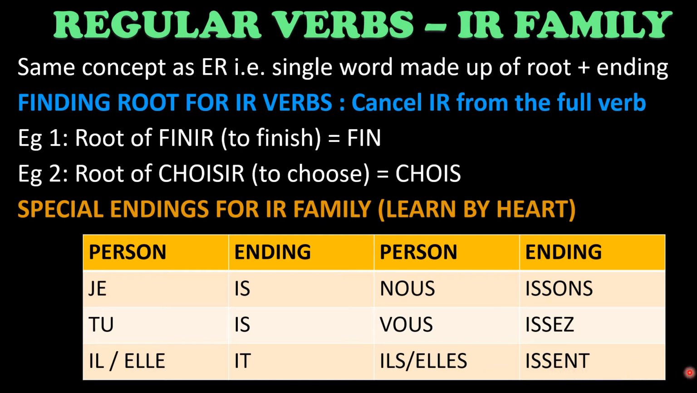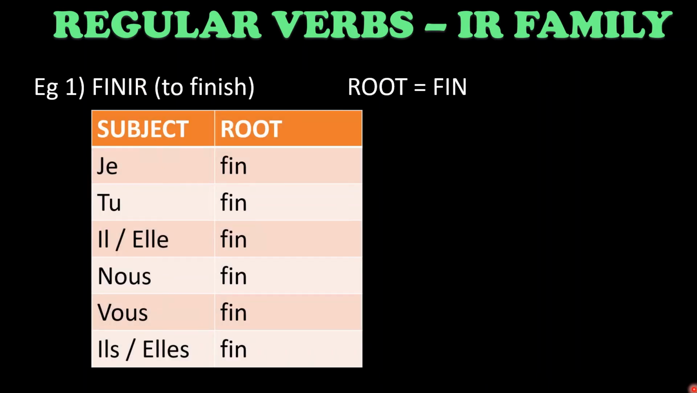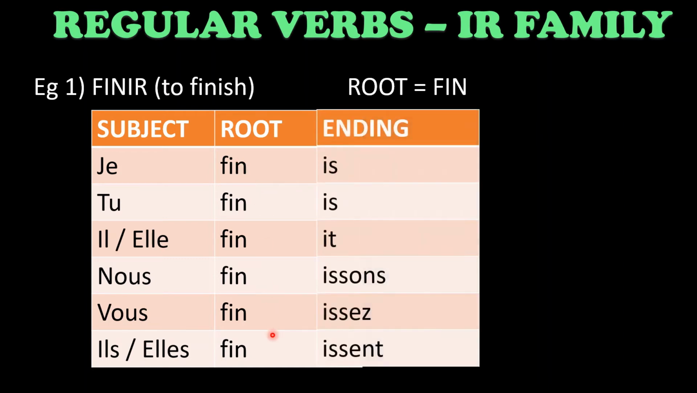So let's look at finir. We'll use the same method of drawing the conjugation tables because that simplifies the understanding of how you get the conjugation in the present tense. The root of finir is fin. As we discussed, you have to cancel the IR in order to get the root. Then you start the same way with the subjects, and the root is the same for all the persons. Then the ending: these are the special endings for the IR family because finir is an IR verb. IS, IS, IT, ISSONS, ISSEZ, ISSENT.